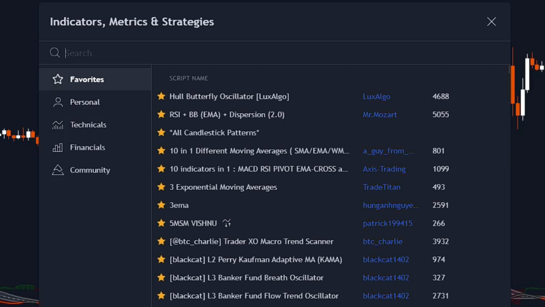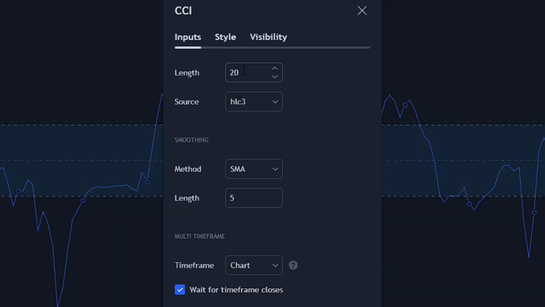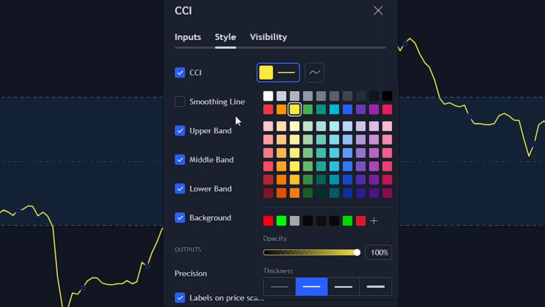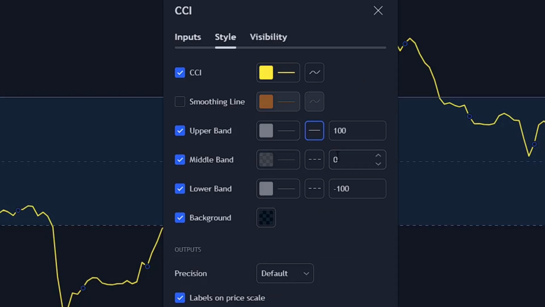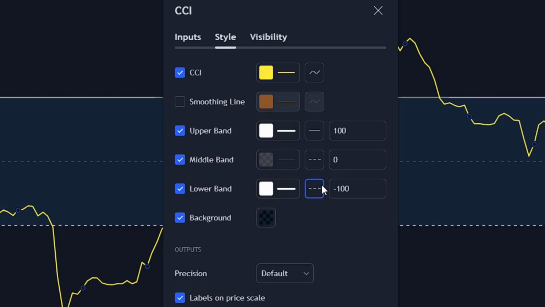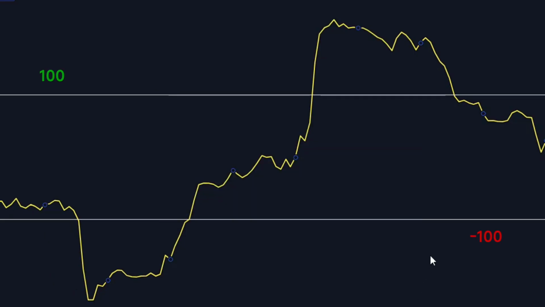To filter out those pesky false signals, we're going to add another layer using the CCI, Commodity Channel Index. When it's above 100 or below minus 100, it indicates strong pressure in that direction. So we'll use this in conjunction with our signal indicator for even more confirmation.